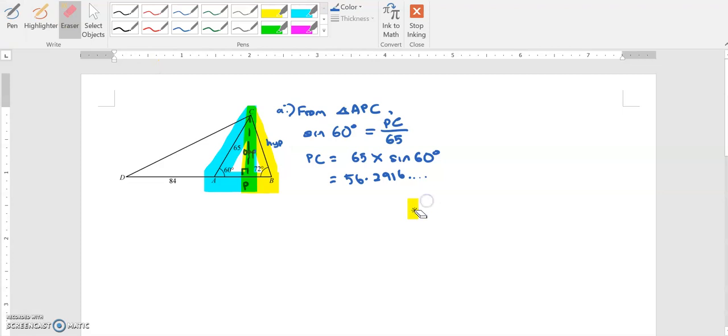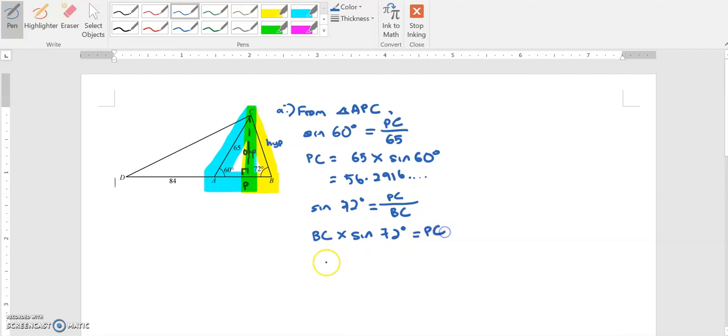Therefore, if I want to calculate my BC with the angle 72 as my reference angle, I have the opposite and I have the hypotenuse. Therefore, I'm going to use sine 72 degrees in this case, and form my trigo ratio. It's opposite, which is PC, over hypotenuse, which is something I do not know. So I know that BC multiplied by sine 72 is equal to my PC. Therefore, to calculate BC, it is PC divided by sine 72 degrees.